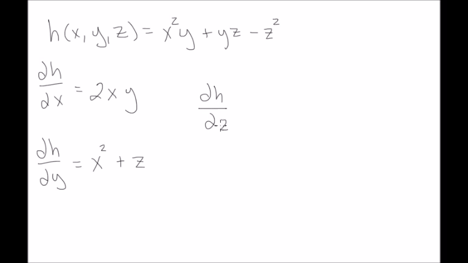And now I take the derivative with respect to z. There's no z in the first term, so its derivative is 0. In the second term, the derivative of z is 1, so I'm left with the constant y minus 2z. And those are all three partial derivatives.